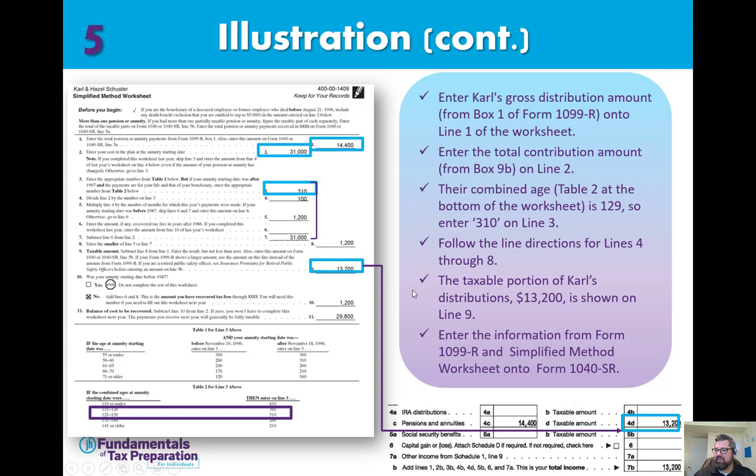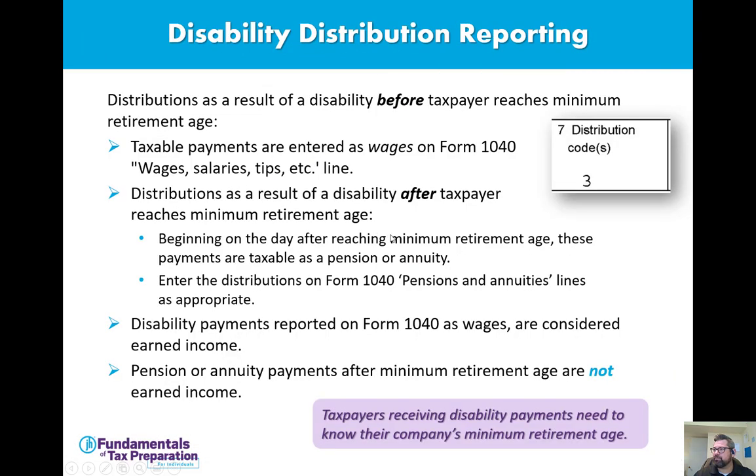Okay. I'm sorry that it seems like I'm glossing over a lot of this. Again, I just want to put your mind at ease and let you know that a lot of this seems complicated, but when actually doing the tax returns, you just put the information in and it takes care of it for you. Okay. So this talks about disability distribution reporting. It's very unlikely you're going to come across that. However, just follow the form and you'll be in good shape.